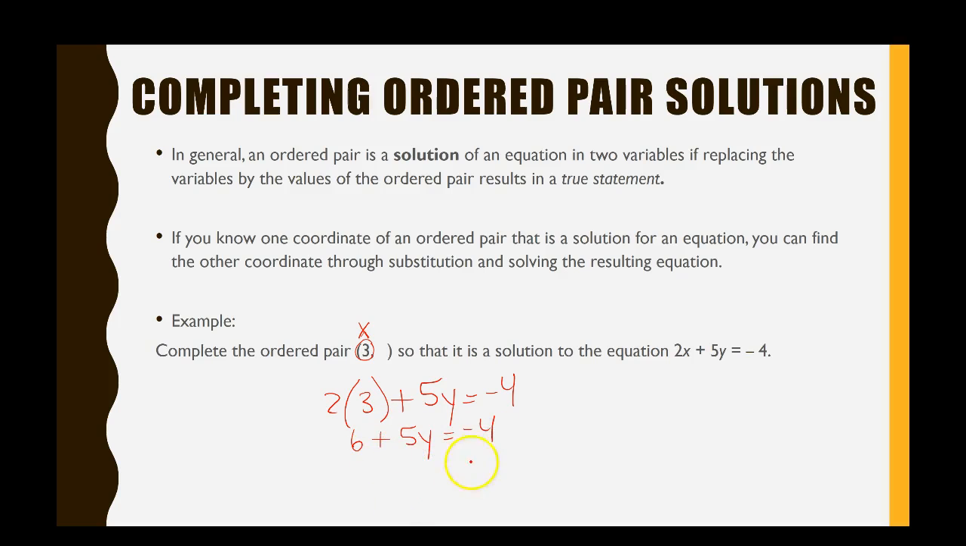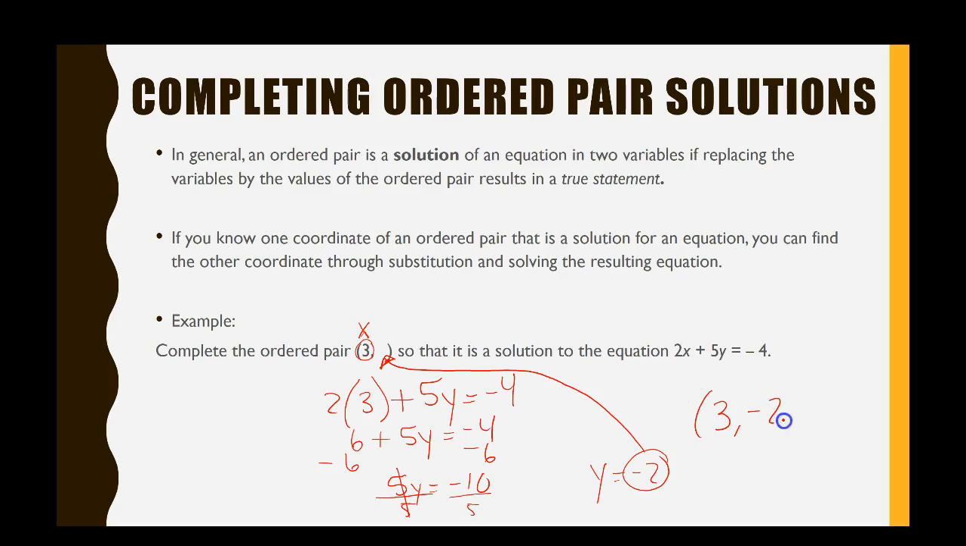Now I can solve this equation for y and figure out what y is in that ordered pair. Subtract 6, get 5y = -10, divide by 5, and you get y = -2. Then that goes into that ordered pair. So 3, -2 would be completing that ordered pair for that equation.